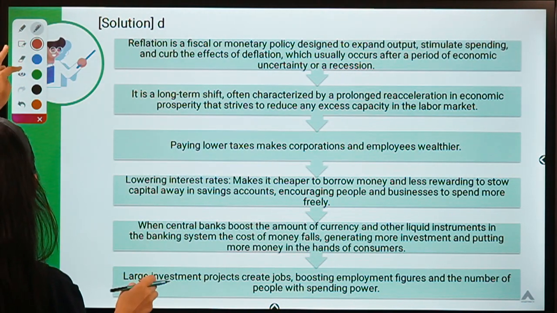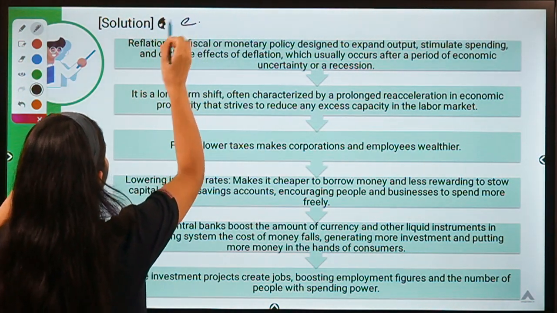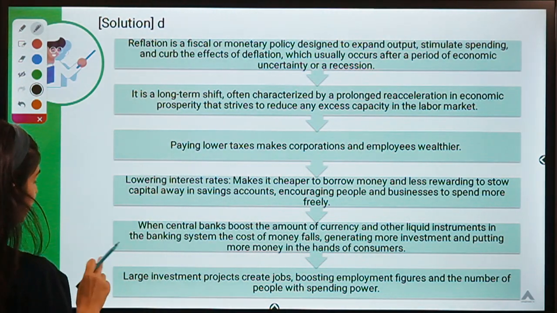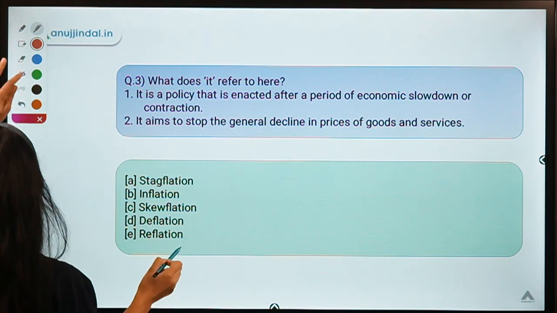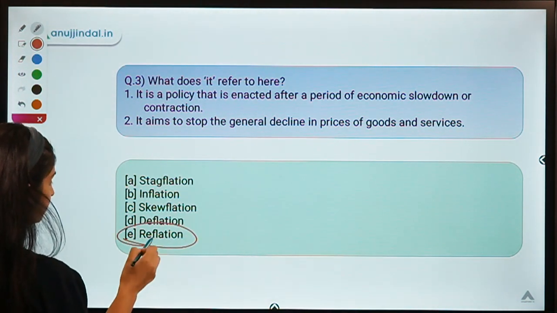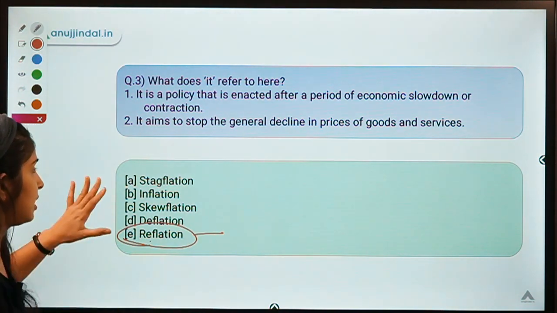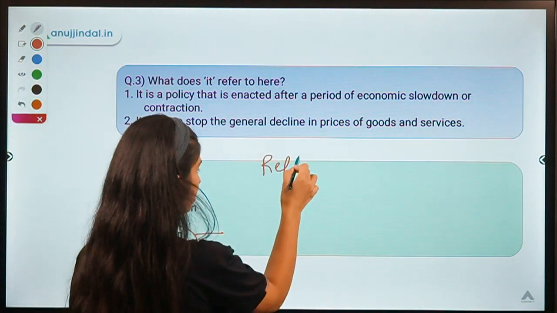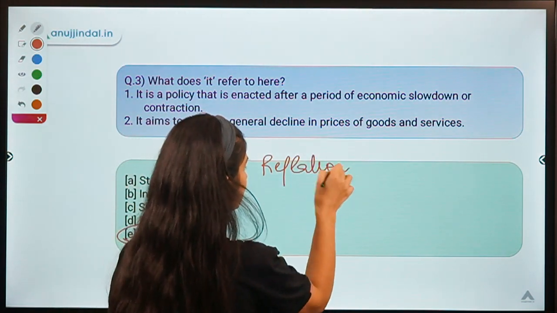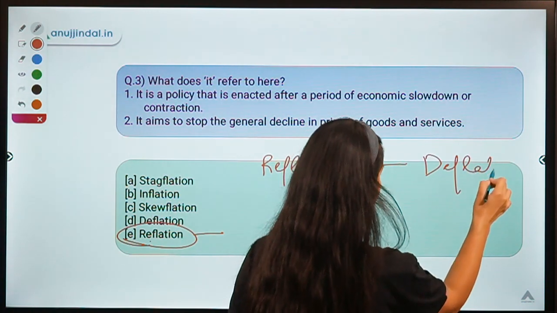Okay, there is a correction. The correct option is not D. That must have been a typing mistake. The correct option is E. E means reflation. Right? So, reflation. Now, talking about this term called reflation, in simple terms, it is the opposite of deflation.